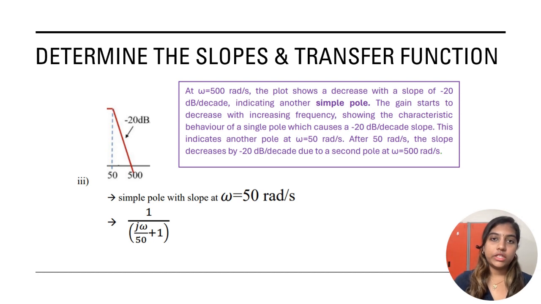The next step is we'll determine the slopes and transfer function for the last part of this bode plot diagram. So as you can see, we can understand that at omega 500 radian per second, the plot shows a decrease with a slope of negative 20 dB.